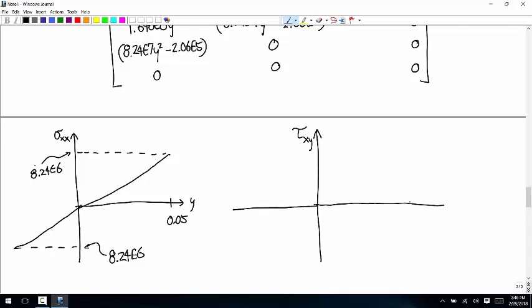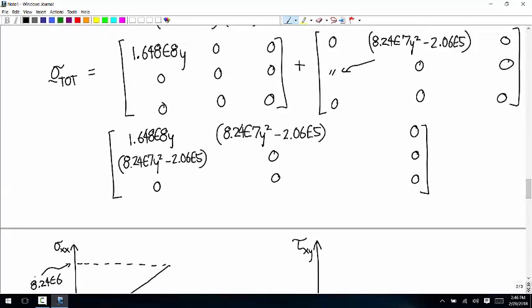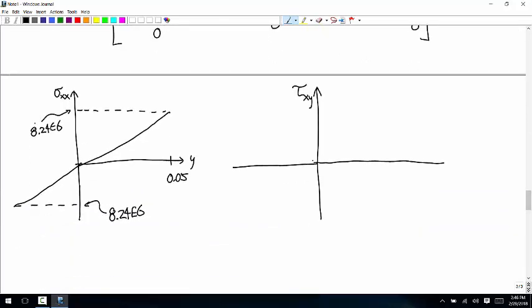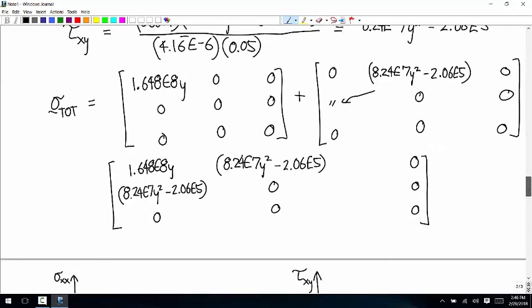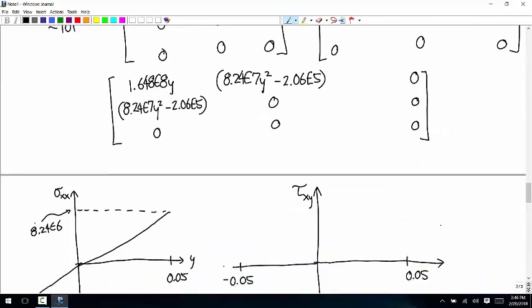This one is going to be, there's no difference between negative and positive values because we're squaring that y. So this one's going to be symmetric about the y-axis. So here's 0.05. Here's negative 0.05. And you said at the two endpoints it's going to be 0. It has to be with stresses due to shear. So we got that and that.